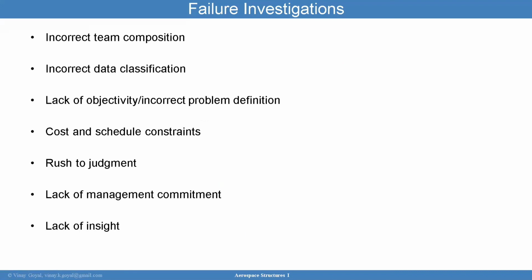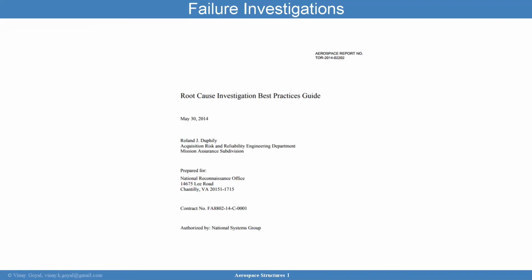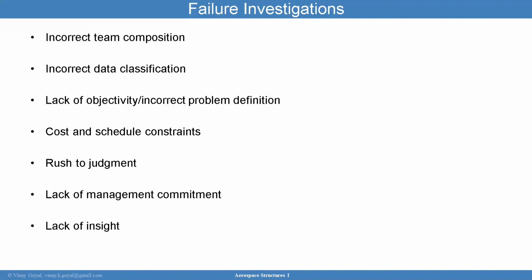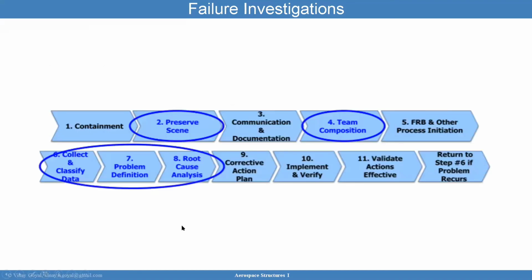And now I'm basically stepping into failure investigations. What I want to say here is that failure modes and effects analysis can really help you when you step into a failure investigation. In failure investigations, you want to make sure you do not have an incorrect teaming composition. These are the things not to do: incorrect data classification, lack of objectivity, cost and scale constraints, rushing to judgment right away, lack of management commitment, lack of insight. These are things we want to avoid in a failure investigation.